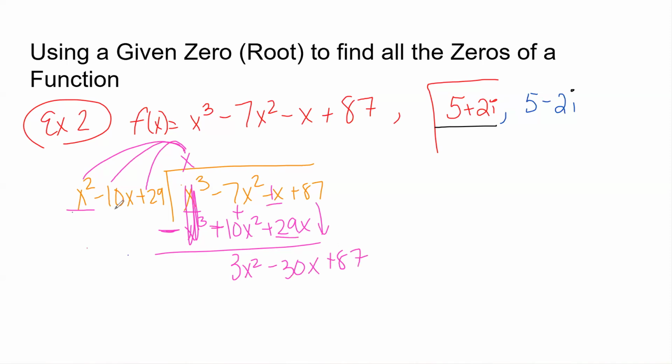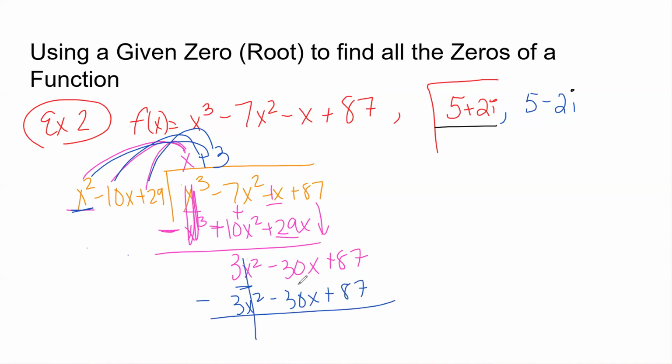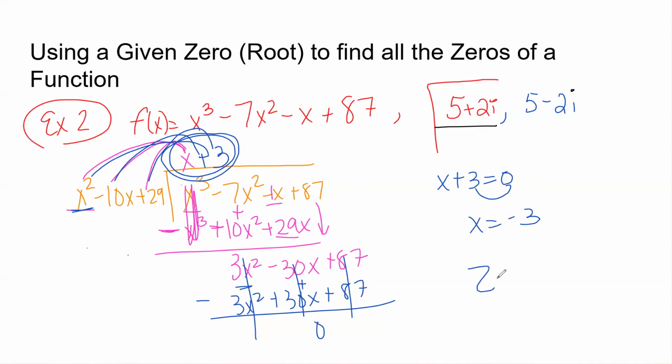Okay, how many times does x squared go into 3x squared? 3. Distribute, so that's 3x squared minus 30x plus 87. Subtract, this will cancel. This turns to plus, which will cancel, and this will cancel. Remainder 0. Here is our linear factor. Set that puppy to 0, and x is negative 3, giving us final answers here. We have 1 real root and 2 imaginaries.